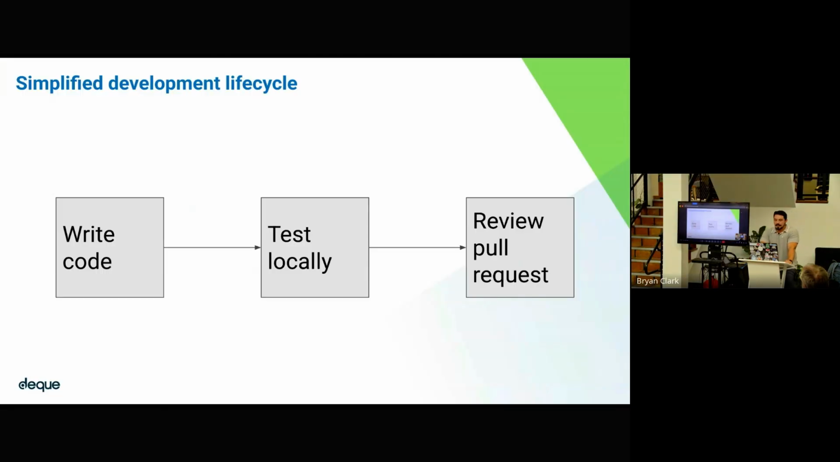Let's talk about accessibility across the development lifecycle. On this slide, we have 3 boxes. It says write code, with an arrow to test locally, with an arrow to review pull request. When we're building software, there are a few key stages in the SDLC where accessibility issues could creep in. And each stage presents a unique opportunity to catch them.